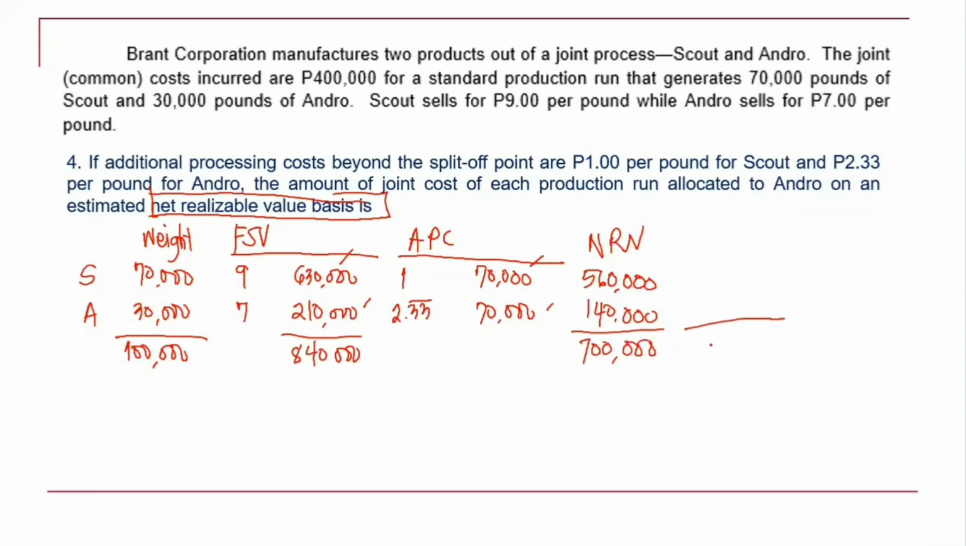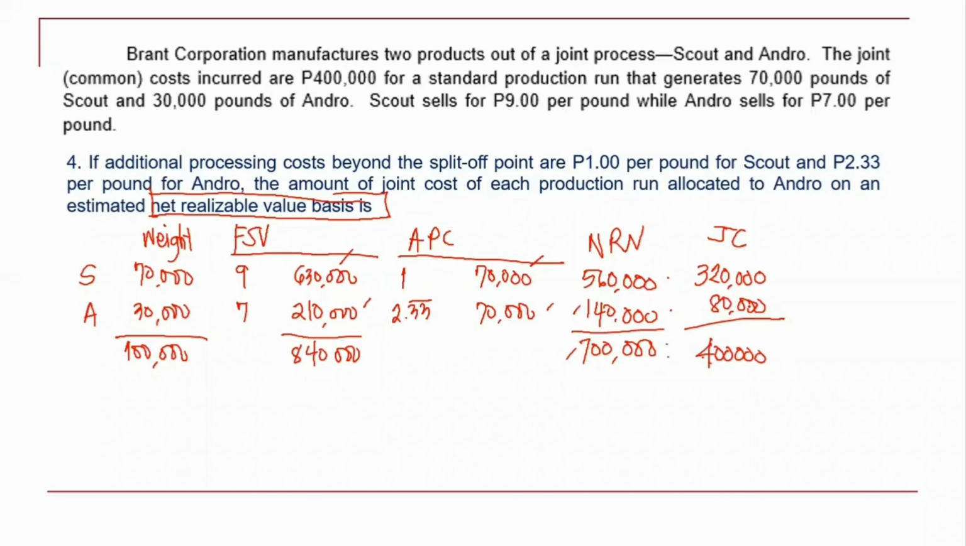Tapos yung basis na yan, itabi mo na yung i-allocate natin na 400,000. Ayan. So magkano ang joint cost ng Scout? So that would be 400,000 times 560 over 700. And the answer is 320,000. And then for Andro, 400,000 times 140 over 700. So that would be 80,000. So yan na yung joint cost natin. Okay?